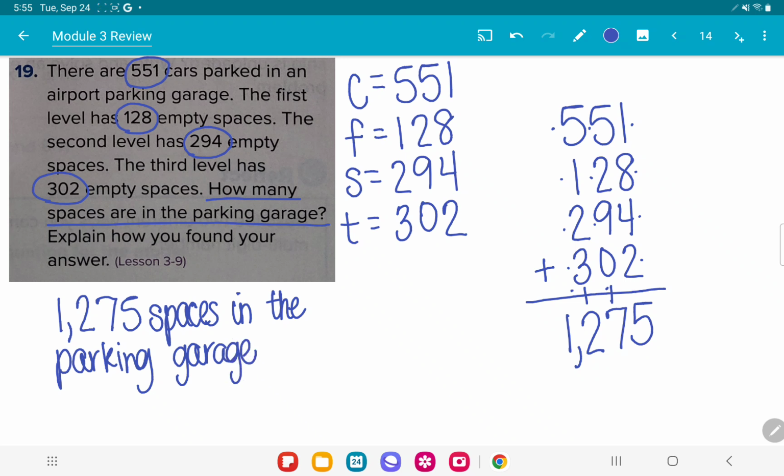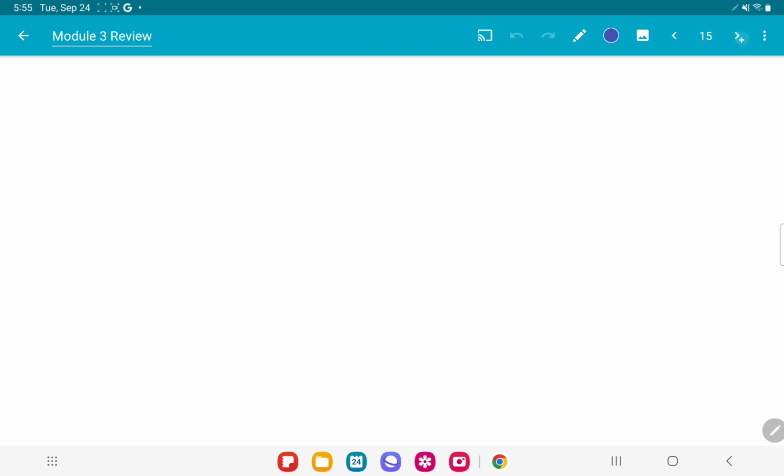I found my answer by adding the total number of cars that were parked in the parking garage, plus the empty spaces on the first level, the empty spaces on the second level, and the empty spaces on the third level. And that gave me my total of 1,275 spaces in the parking garage.